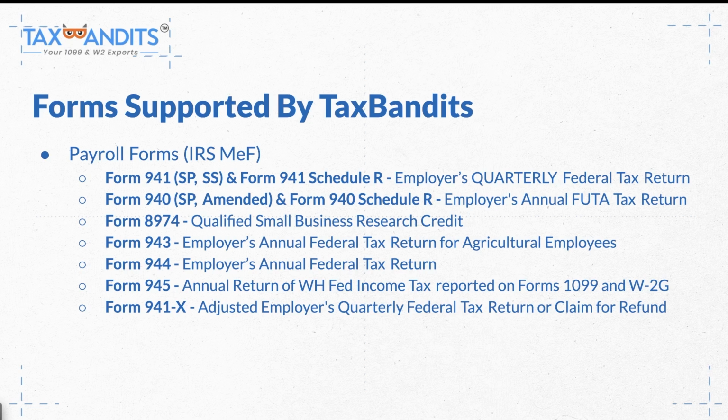The 8974 for qualified small business research credit. The 943, employer's annual federal tax return for agricultural employees. The 944, employer's annual federal tax return. The 945, the annual return of withheld federal income tax reported on forms 1099 and W-2G. The 941-X, adjusted employer's quarterly federal tax return or claim for refund.